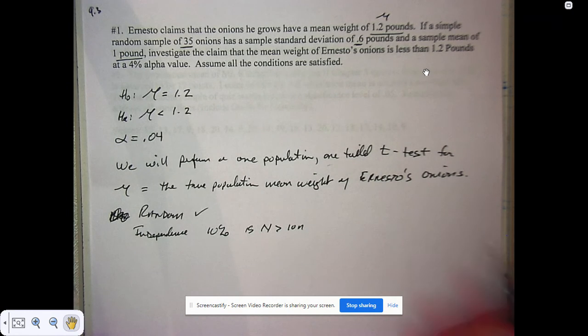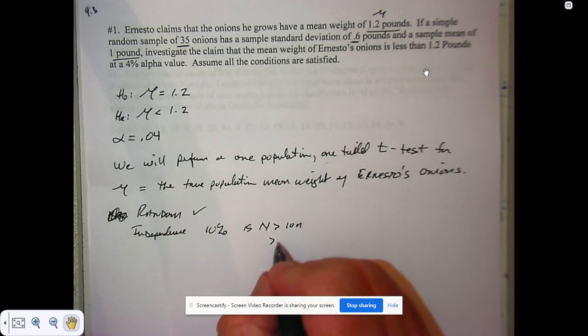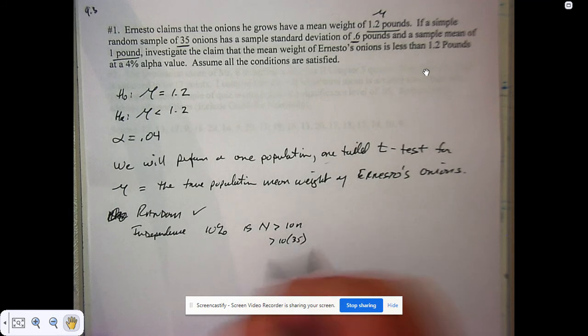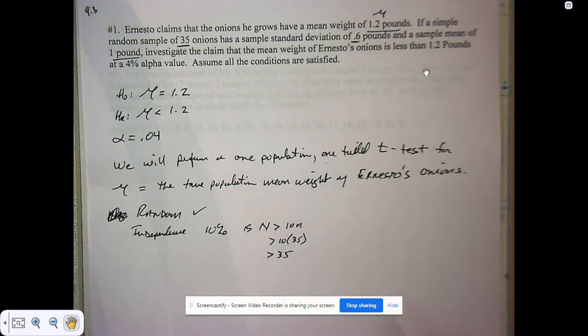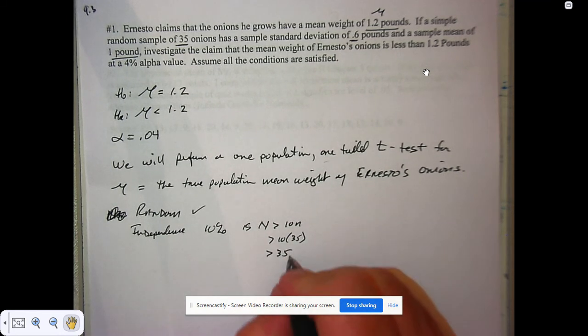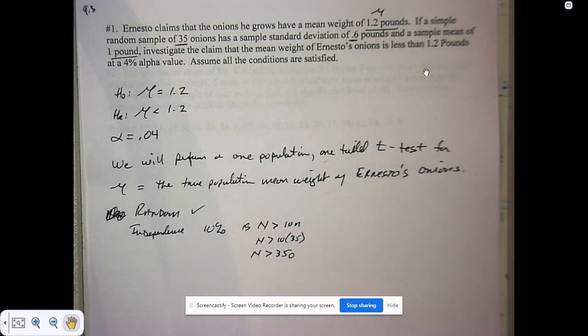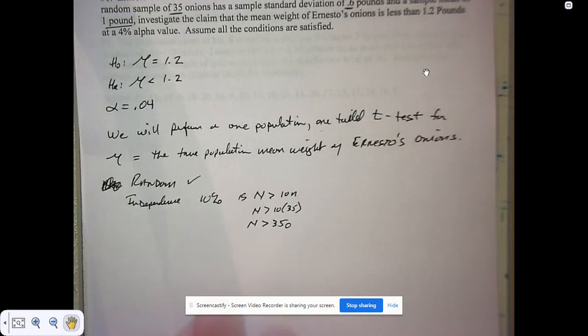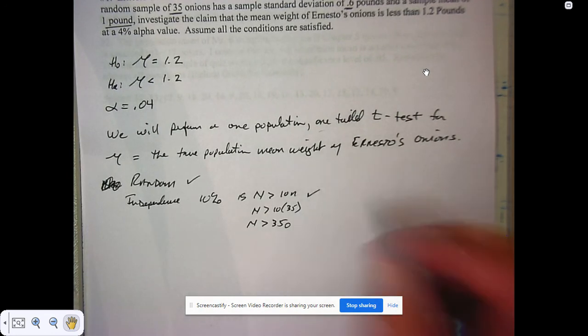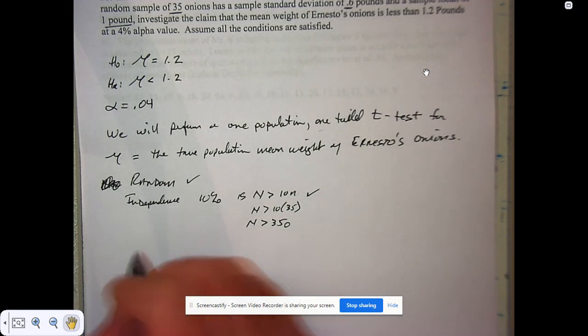Well, the sample size is 35. Do we think that Ernesto, who is a farmer, raises less than 350 onions? I think it's a pretty safe bet that he grows more than 350 onions. So we're going to say that that is a check mark. We have to do an assumption there.